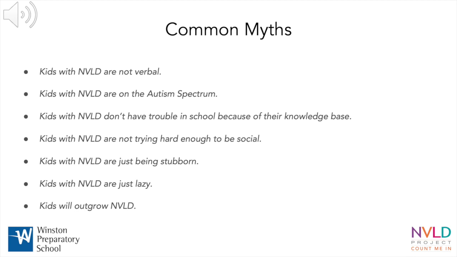Kids with NVLD don't have trouble in school because of their knowledge base. The majority of school, both academic and social realm, is largely reliant on understanding connections. Just because they can remember dates and names in history doesn't mean they understand why historical events occurred, what resulted from these events, and the relationships between the people and the events. Understanding the relationships between the facts is more crucial of a skill than simply memorizing facts.